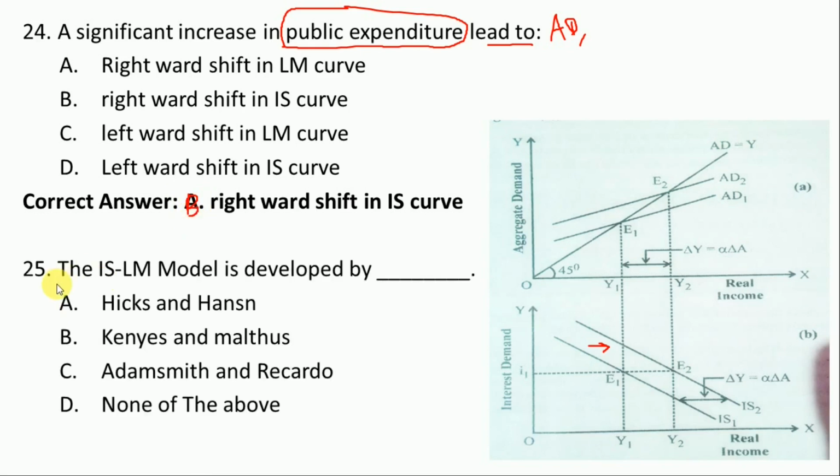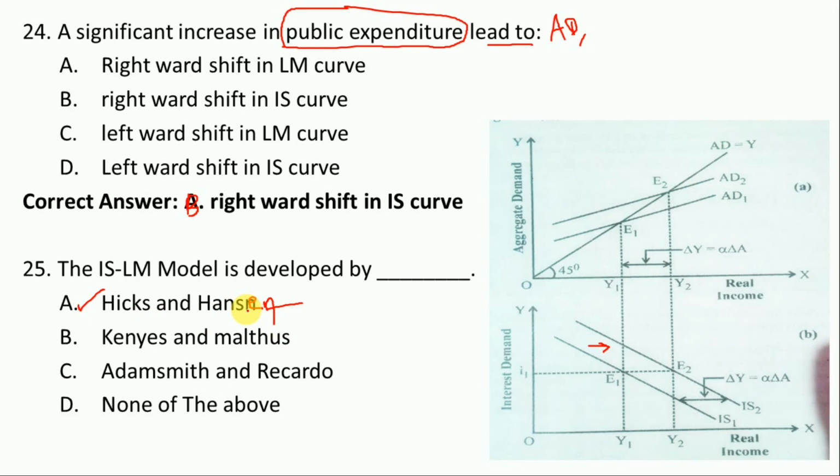Then the 25th, this is the last question, is about the ISLM model is developed by dash dash. And the correct answer is, the ISLM model is developed by two economists. First of all, the idea was introduced by Hicks. Then later on, that concept was developed by Hicks and Hansen. ठीक है, Hicks and Hansen, they have developed the concept. They have developed the ISLM model.